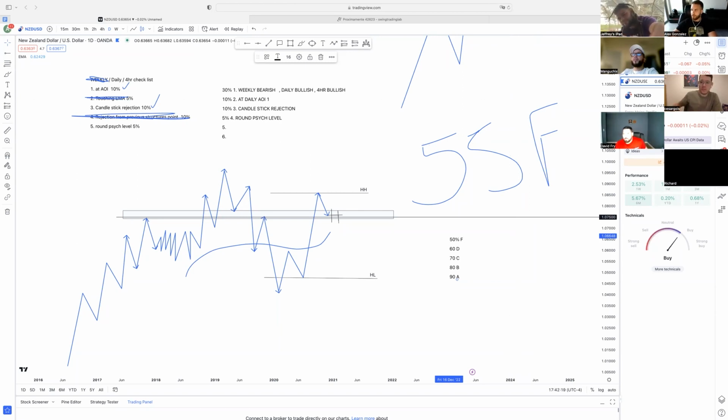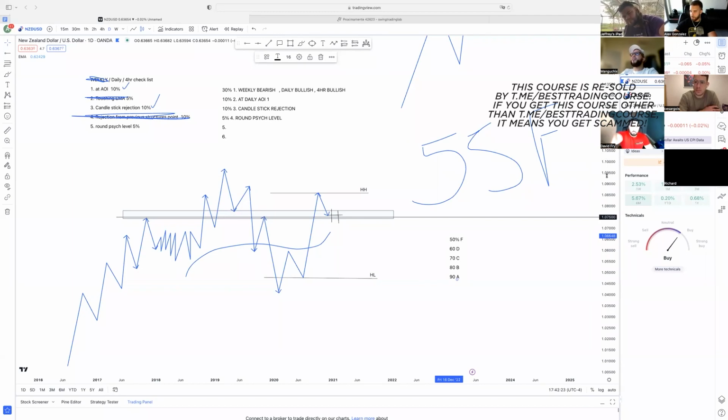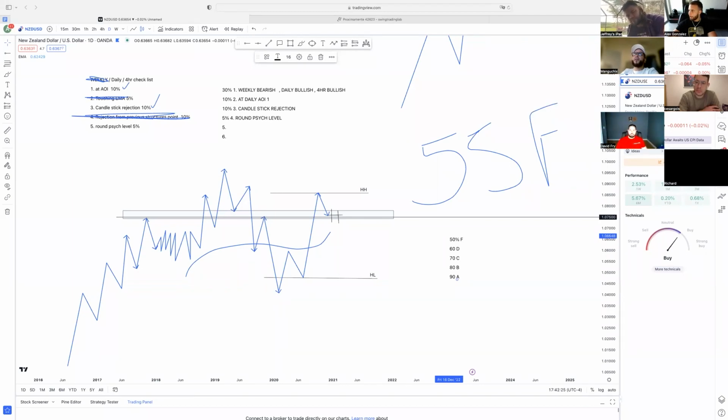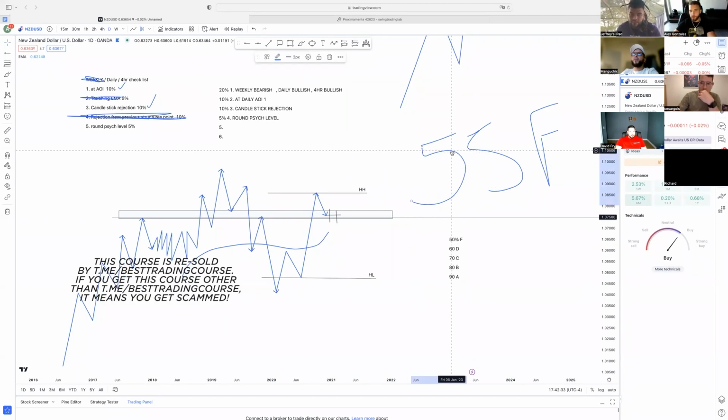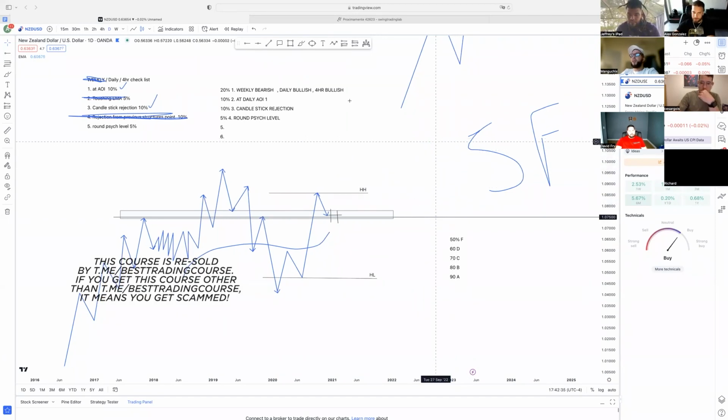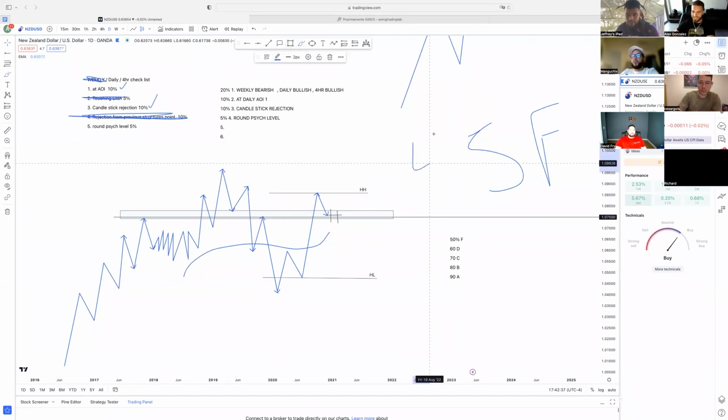Does a round psychological level work on any pair? If the pair has numbers, yes. Isn't the trend 20%? My bad, bro. You guys got me, dude. Yes, so even worse, this is a 45%. I don't even think I ever got this low.